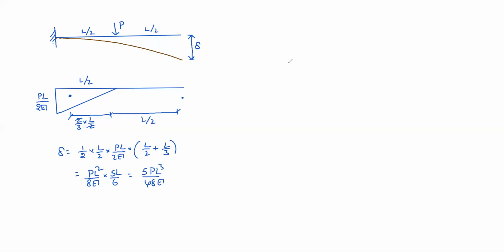Now suppose a similar cantilever beam is there like this. If I apply a point load P here and on this deflection curve I measure this delta here, what would the delta be? According to the reciprocal theorem, it must be 5PL cube by 48EI. Okay, it must be. So you can check it.